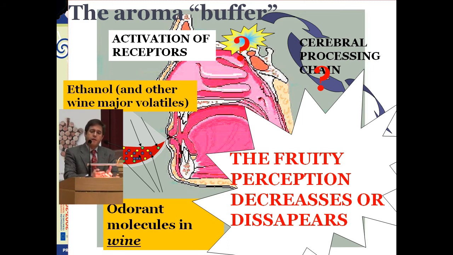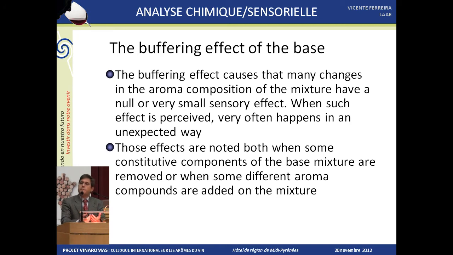The buffering effect of the base, we call it buffering just as a resemblance to the chemical buffers, the chemical buffers that we use to fix the pH of a solution and that make it possible for that solution to have a stable pH, the same whether you add some acid or whether you add some alkali. The pH remains stable. Exactly the same happens to this buffer. You can add some aroma molecules and nothing will change, and you can take out some aroma molecules and nothing will change again.